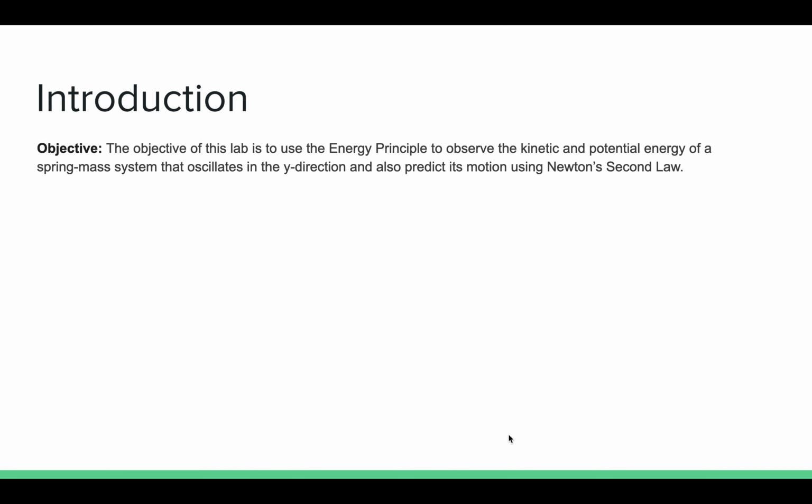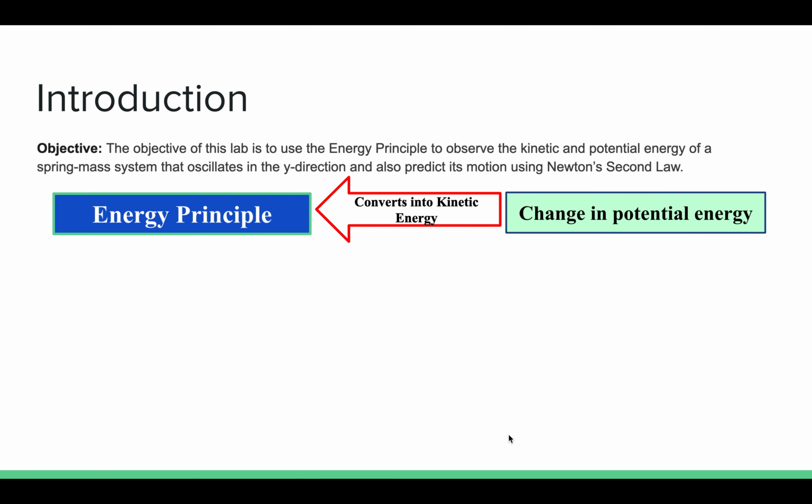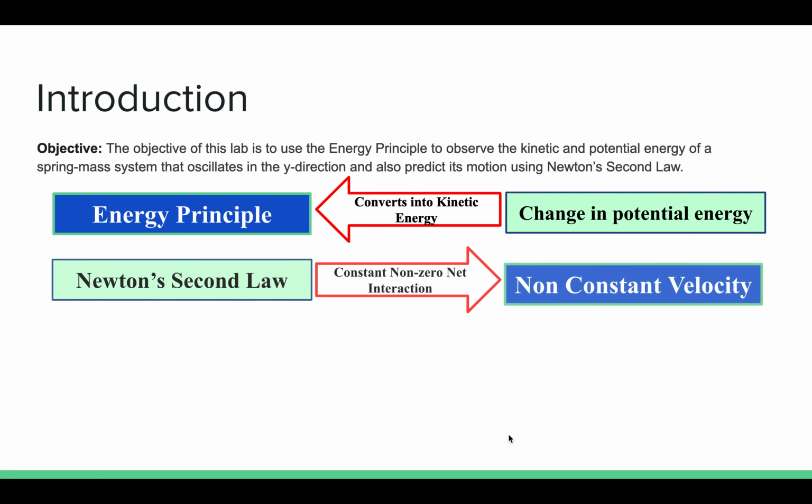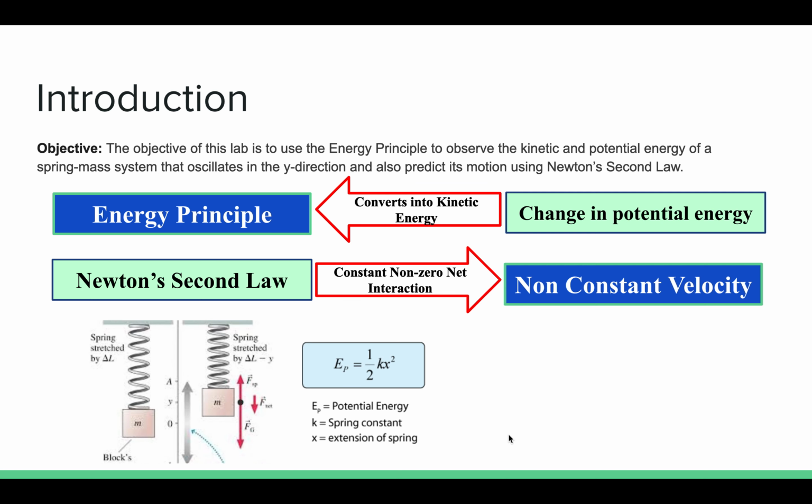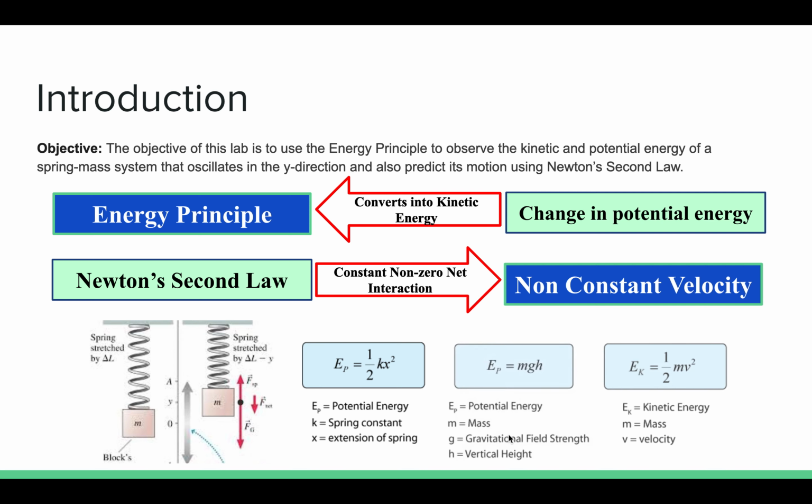The objective of this lab is to use the energy principle to observe the kinetic and potential energy of a spring mass system that oscillates in the y direction and also predict its motion using Newton's second law. Elastic potential energy is associated with the force exerted by an elastic mass, which is equal to the work done to stretch the spring as it relates to the spring constant k and the distance it travels. In this lab, the mass oscillates in the y direction, which means that the spring mass system also has stored gravitational potential energy as a result of this vertical position, which will also be used to predict the object's motion.